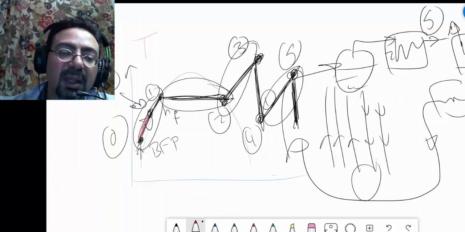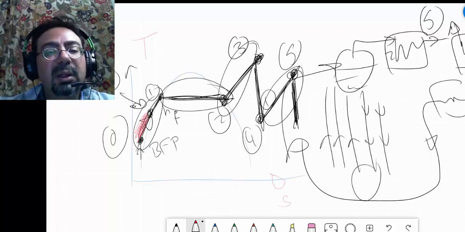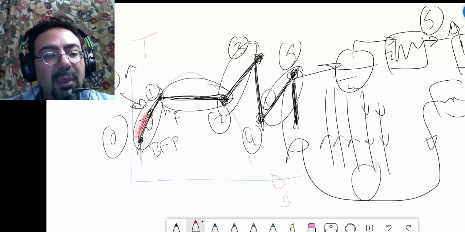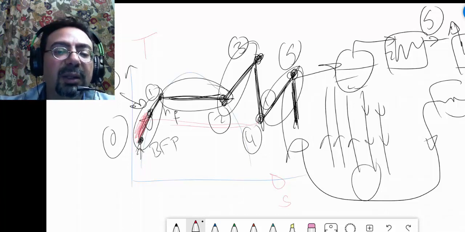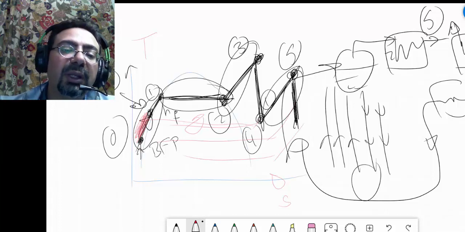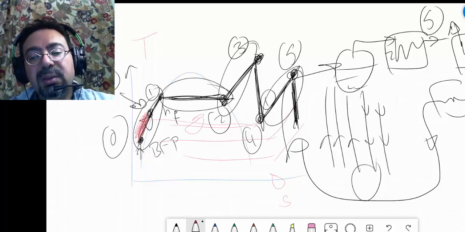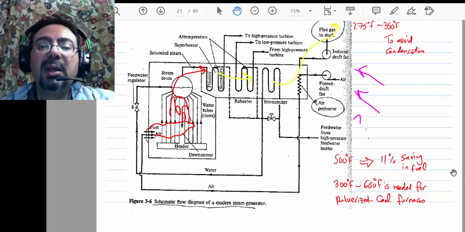This is a TS diagram, of course. So how do you do this part? You do this part by the feed water heaters, the one that we pull from here and the one that we pull from here. All those feed water heaters take the water from the exit of the pump to the inlet of the economizer. Okay, very good.